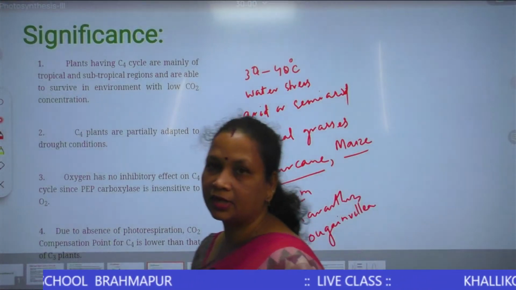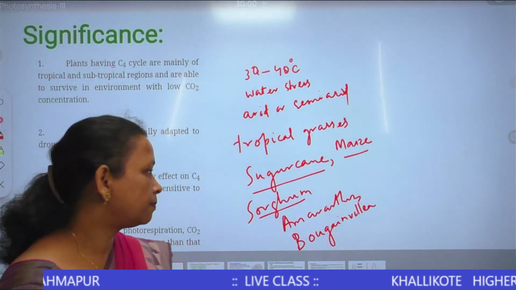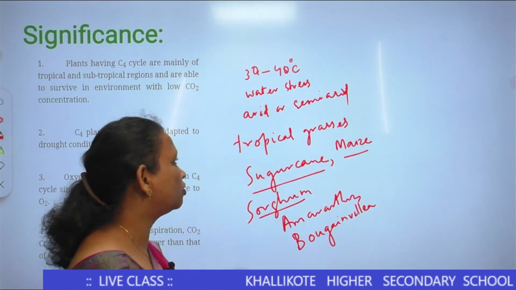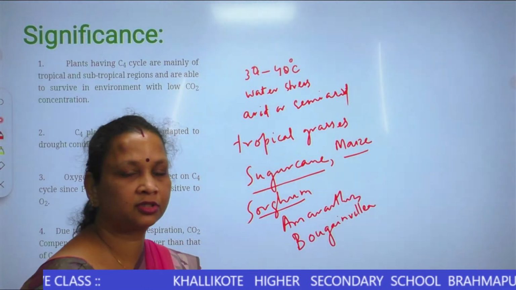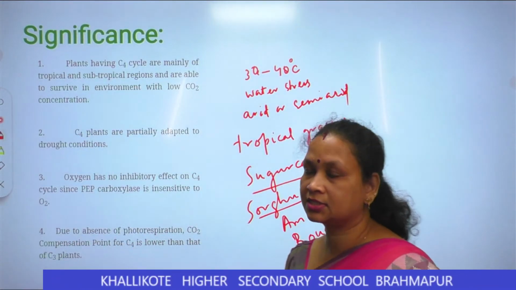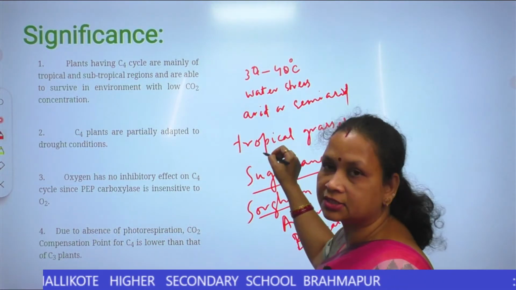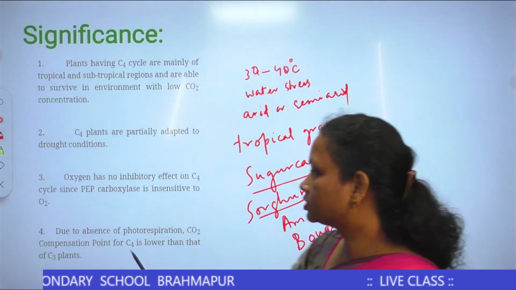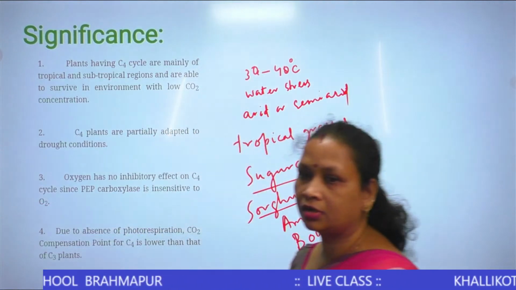So, bougainvillea is basically seen planted on the highways due to this property, because it can grow well in water stress condition and can photosynthesize even under higher intensity of light. So, this is the characteristic feature or significance of the C4 cycle.